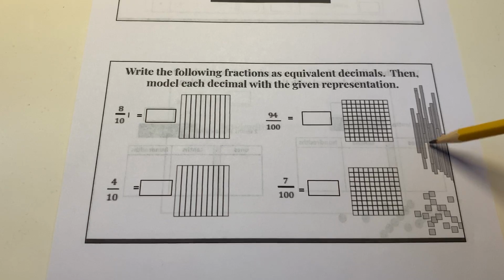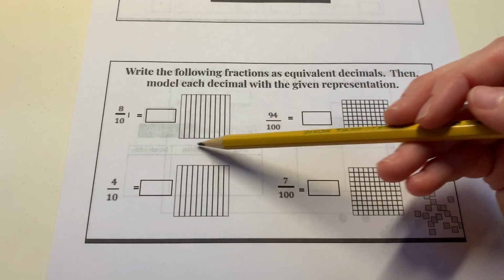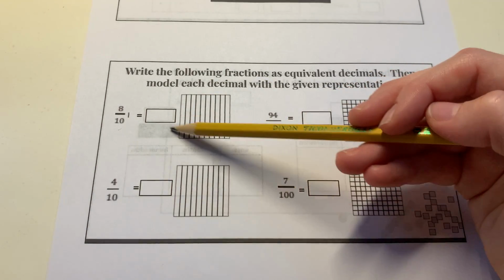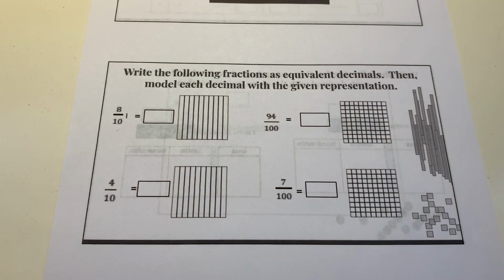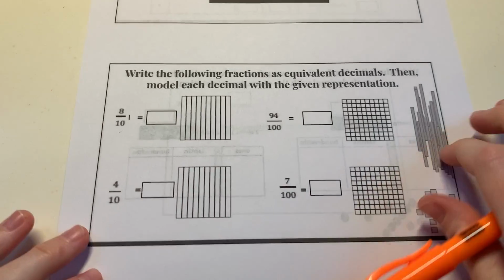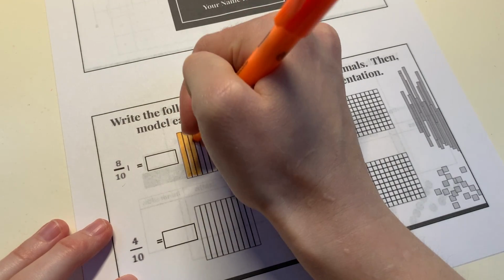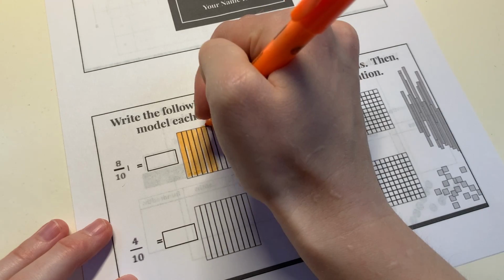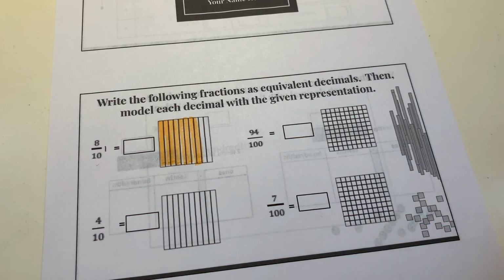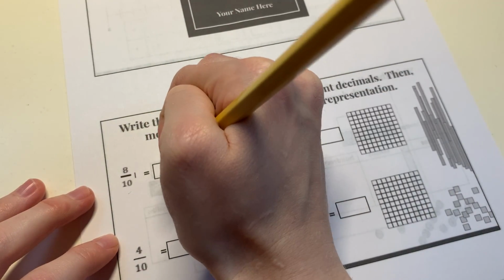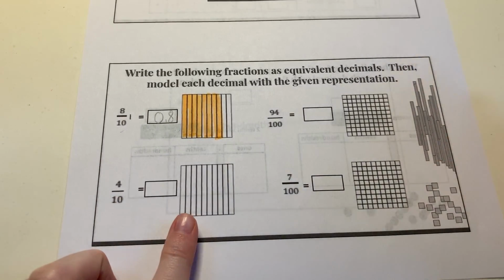So you are going to use these pieces and fill in the diagram here so that you show 8/10, and then you're going to write 8/10 as a decimal. Go ahead and try this first one on your own. All right, so if you fill this in with pieces, and I'm just going to use a highlighter, you should have done 1, 2, 3, 4, 5, 6, 7, 8 pieces. So I have 8/10, and when I write that as a decimal, it is 0.8.